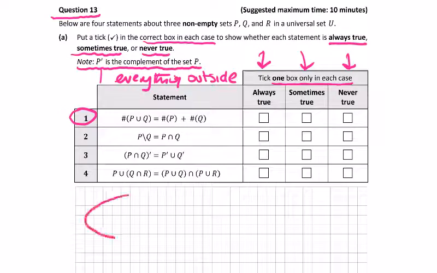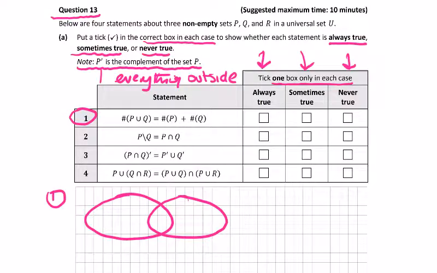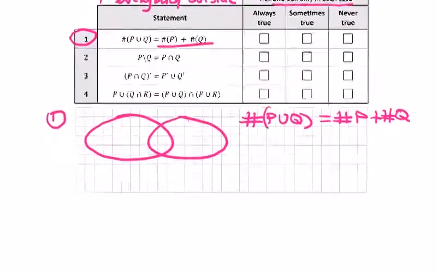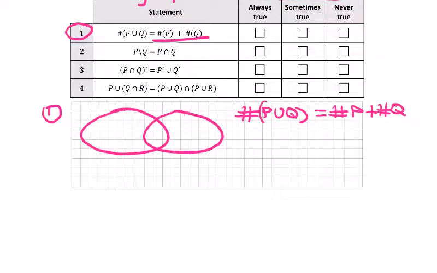So let's set up two scenarios for parts 1 and 2 and 3 and 4. Starting with 1, P union Q. I'm going to write it out again. The number of elements in P union Q, just to double check my reading is correct, is equal to the number of elements in P, and you're showing the examiner what you're doing, plus the number of elements in Q. So let's do scenario 1 here. Let's see what happens. Is this always, sometimes, or never true?